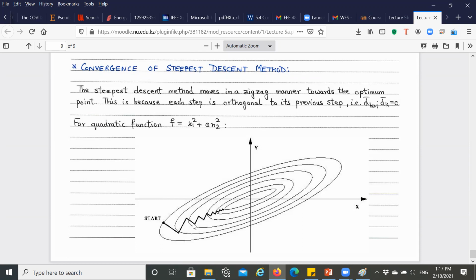So you see it has a zigzag motion, okay? This is actually the behavior of the steepest descent method for the function given over here. And as you see, the convergence towards the minimum actually slows down as you approach the minimum point. In the beginning, it takes big steps, so it converges faster. But as you approach the minimum point, the zigzag motion becomes very slow. So this is one of the drawbacks of the steepest descent method.